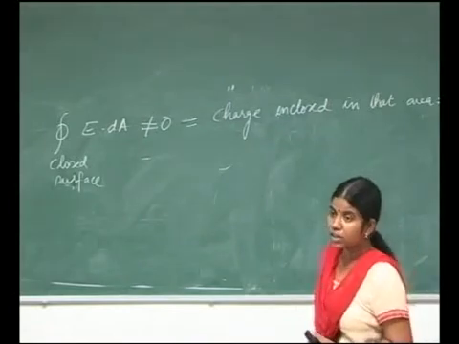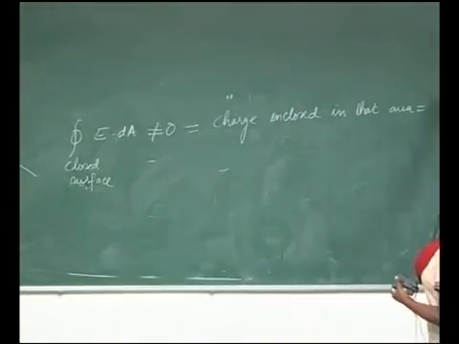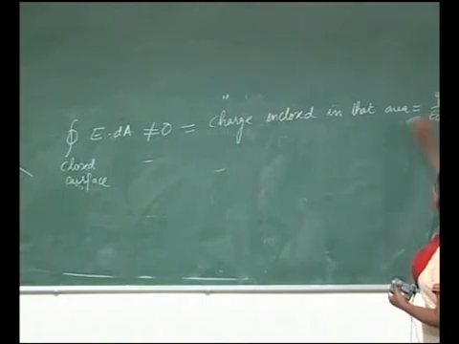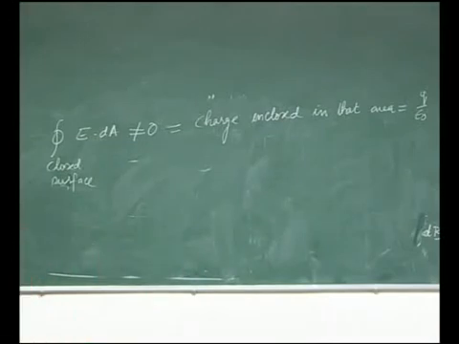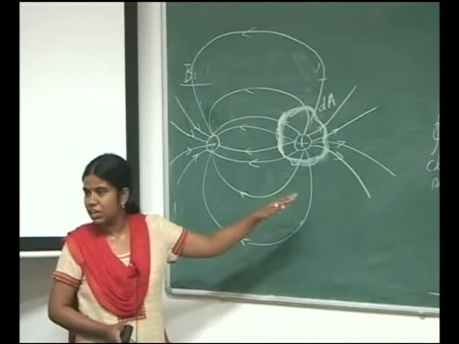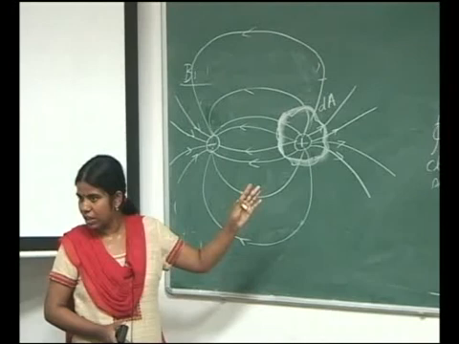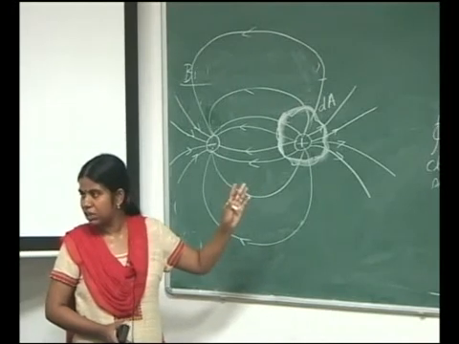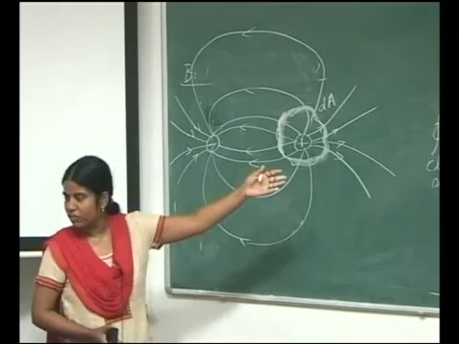And what is this equal to? Q upon epsilon naught. Okay. So, this is the first Maxwell's equation, del dot E is equal to rho upon epsilon naught. Del dot E is equal to rho upon epsilon naught. So, this is the Gauss law, this we call the Gauss law.